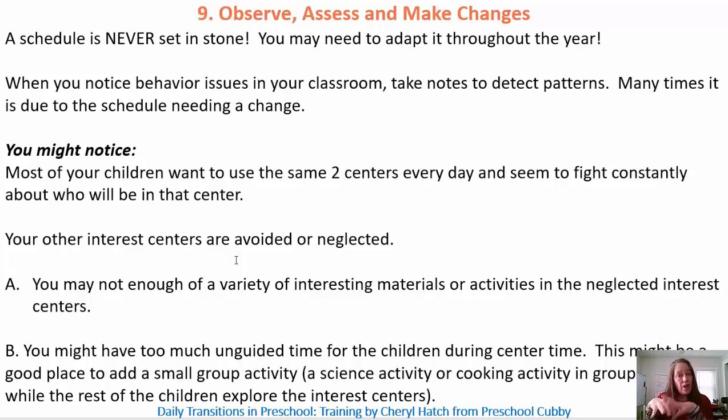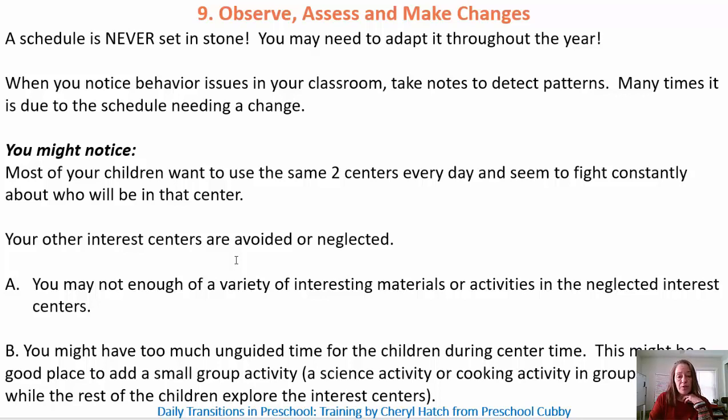The final step, and we talked a little bit about this already, is observe, assess, and make changes throughout the year. So you might notice, because a schedule, we talked about this, is never set in stone. So if you see a behavior issue or behavior issues, plural, in your classroom, take note. See if you can find a pattern. Many times it's due to your schedule. And we talked about that earlier one where our kids were just wild crazy and could not sit still at circle time, even though this group of kids loved coming to circle time. They loved watching puppet shows and doing puppet shows, but they could not sit still because they hadn't been outside for weeks. It had been so cold.